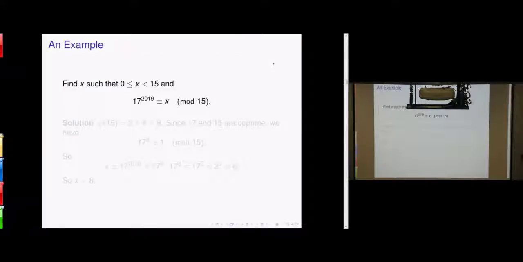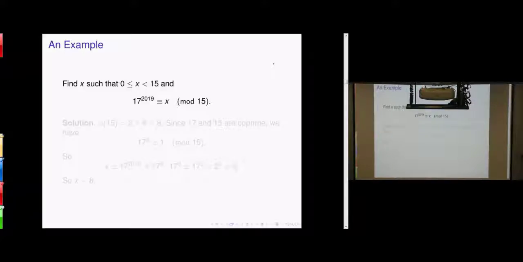All right, so let's look at the example. We want to find a number x between 0 and 15. You can think of x as the remainder of this funny number divided by 15. There are two remarks. Why do we care about this? In a moment you'll see that in the RSA algorithm, we do care about this.